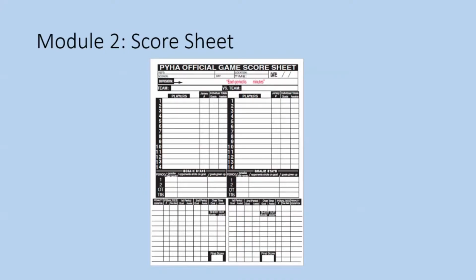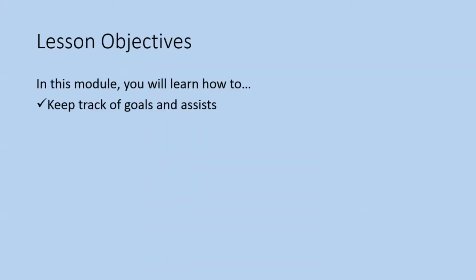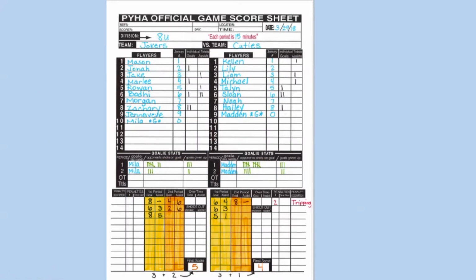Okay, this is Module 2, and this is how to score on the score sheets. In this lesson, you will learn how to keep track of goals and assists, how to keep track of shots on goals, and how to label penalties. Take a look at this score sheet that I have filled out. I left off last names and I gave them random jersey numbers. So this is not an actual one that I would actually use.